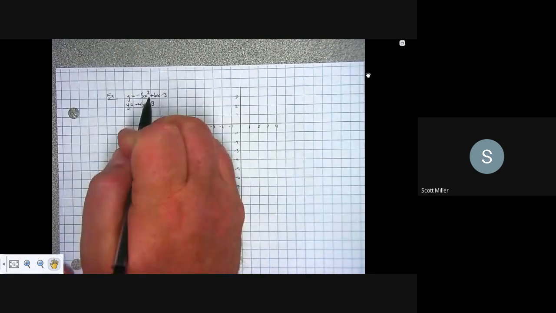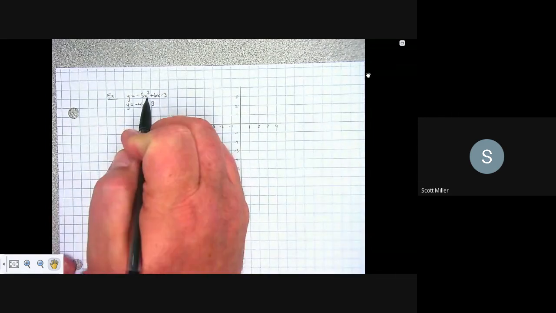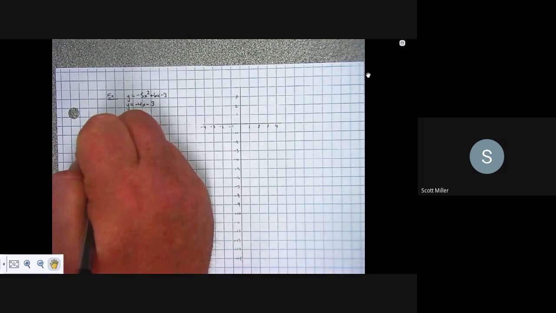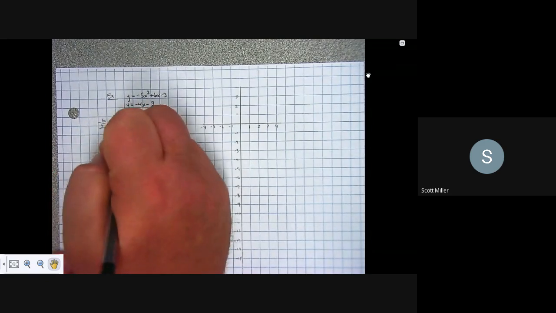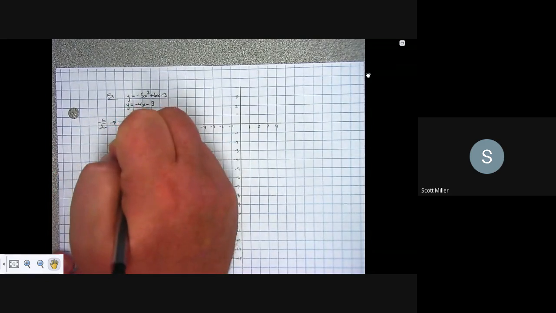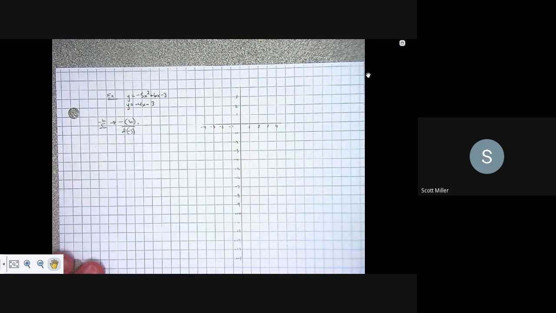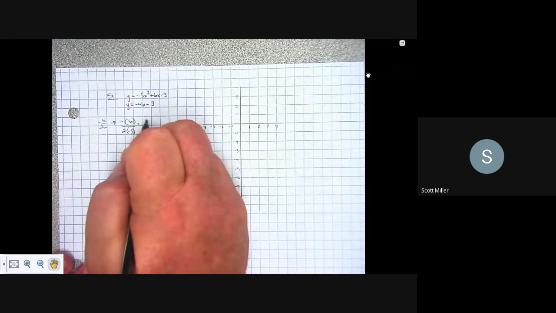Okay. So to do that, we graph each individual piece. So this is a quadratic. So to graph a quadratic, I want to find the vertex. So I'm going to be doing the negative b over 2a. B is 6. A is negative 5. And so taking this fraction right here and reducing it, I get a positive 3/5.